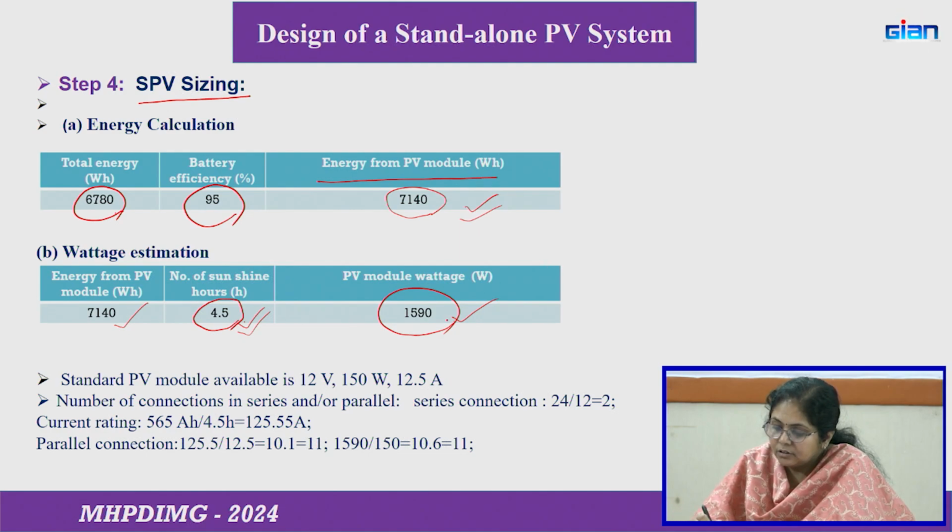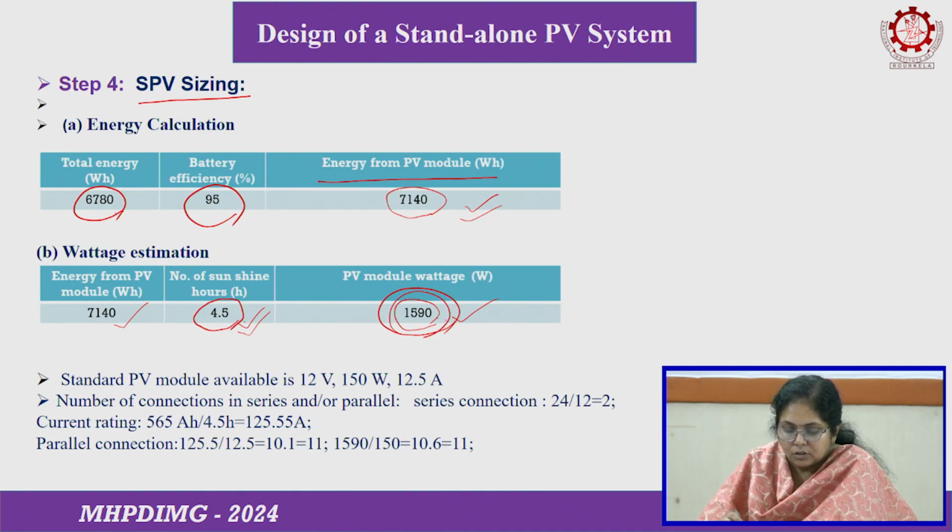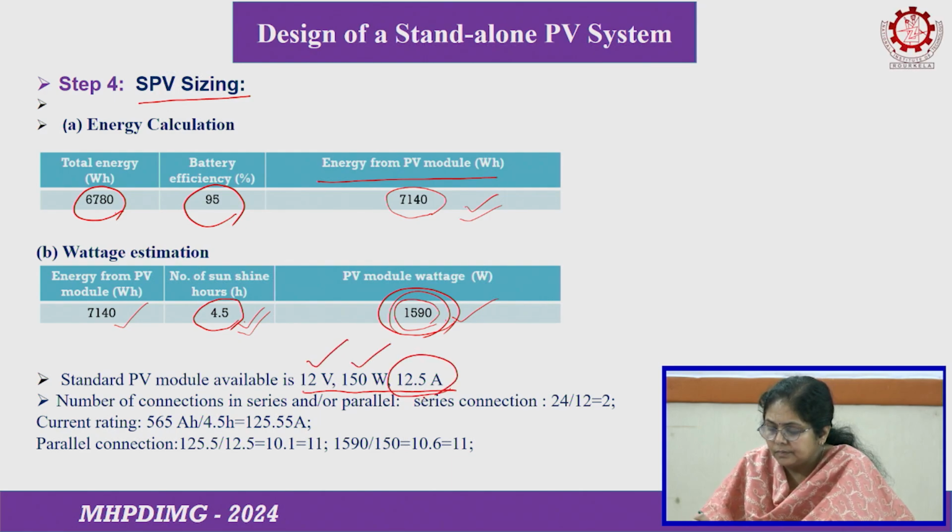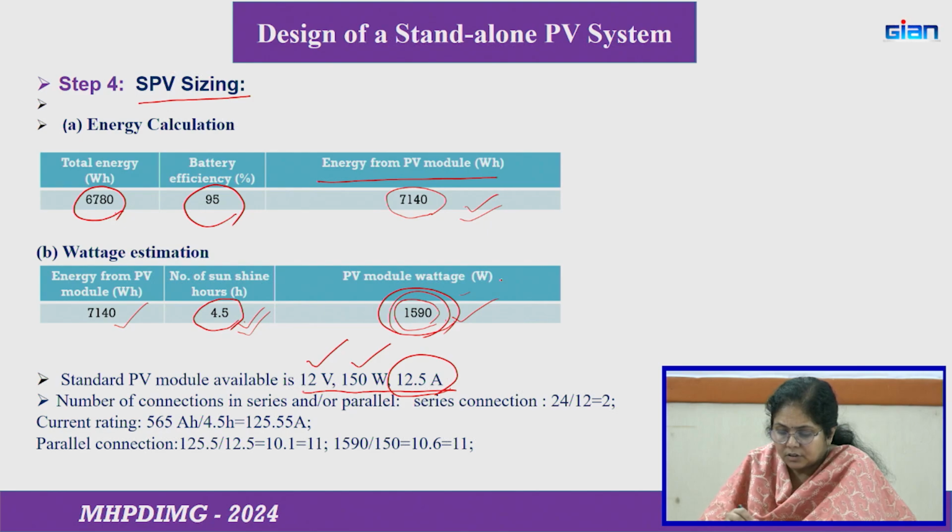Okay. So, to supply that many loads we need a PV module of this much wattage, but we cannot get a single PV module of this wattage rating. A standard PV module, there are different standards available. Here we have chosen a PV module of 150 watt, 12 volt, and the current rating is 12.5 ampere. From this wattage rating and watt hour rating we will decide the number of series and parallel connections. The system voltage is fixed at 24 volt, and the PV module we have chosen is 12 volt.